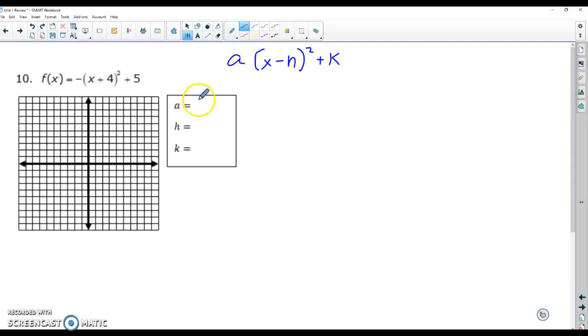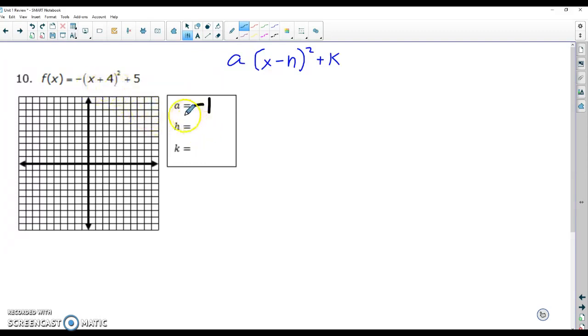Okay, when we graph, we actually do most of our work in the calculator, but for this first part, we don't really need the calculator. To find A, H, and K, every formula has A, H, and K in the same location. A is in the front, so in this problem, it would be -1.